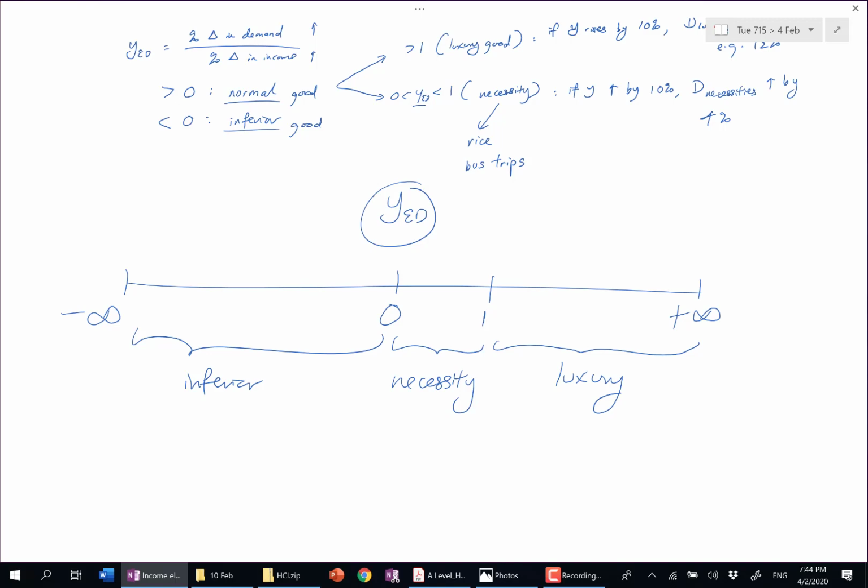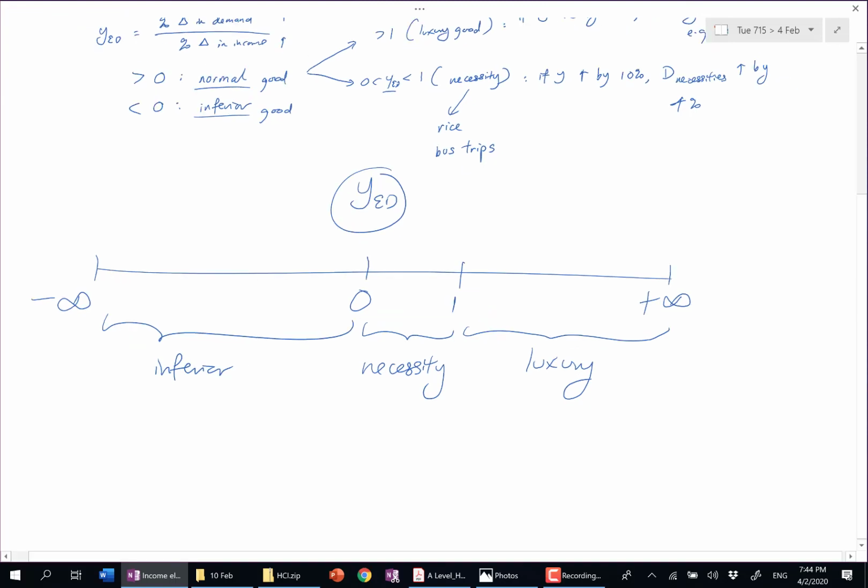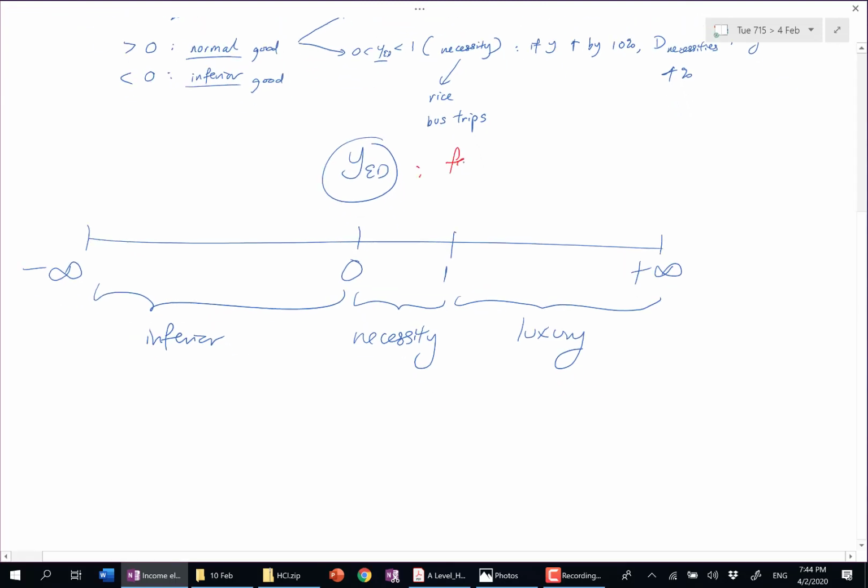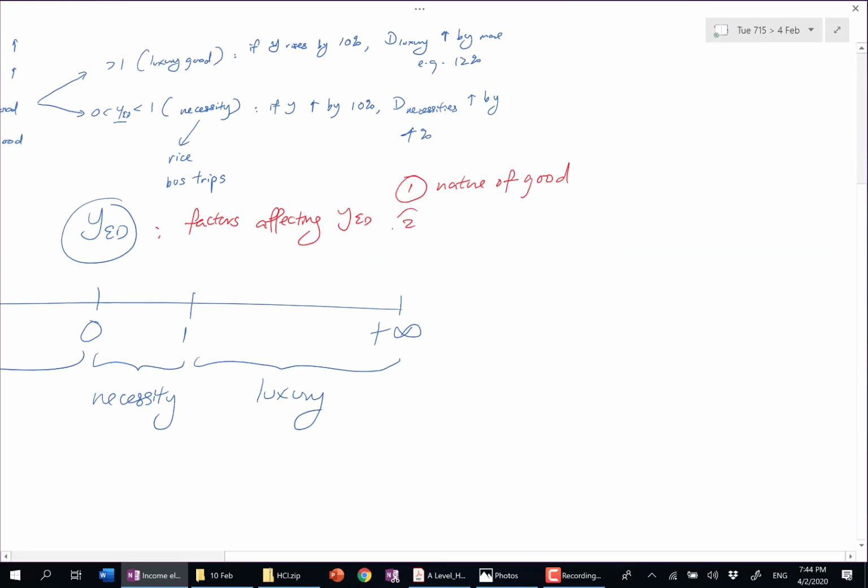So if I look at the factors affecting income elasticity of demand, the first one is the nature of the good. When it's a necessity, a luxury, or an inferior good, the YED value or range is different. So clearly the nature of the good explains this.